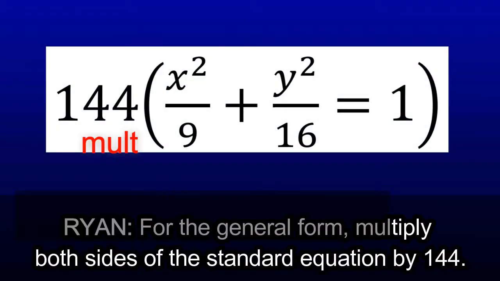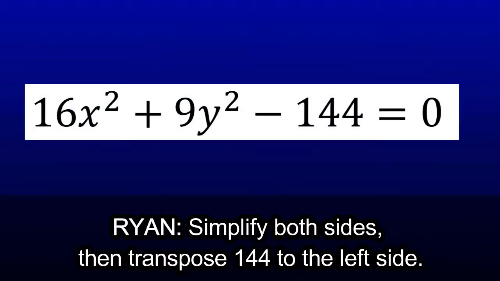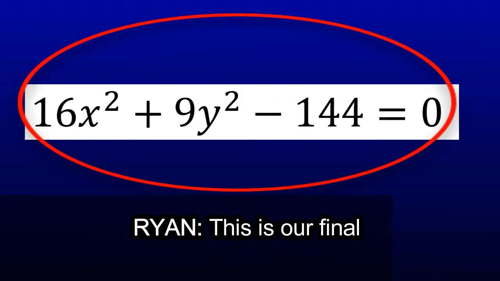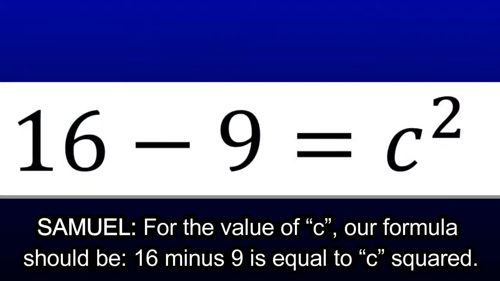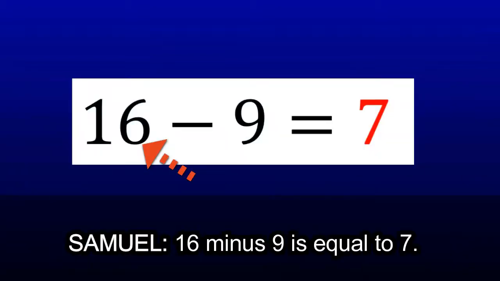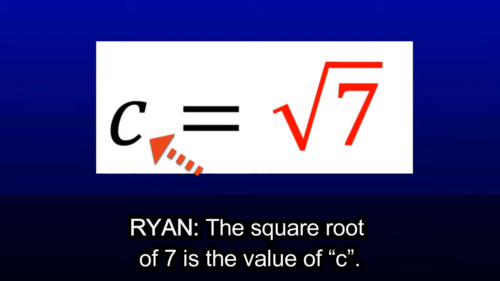For the general form, multiply both sides of the standard equation by 144. Simplify both sides, then transpose 144 to the left side. This is our final general equation. For the value of C, our formula should be 16 minus 9 is equal to C squared. 16 minus 9 is equal to 7. The square root of 7 is the value of C.